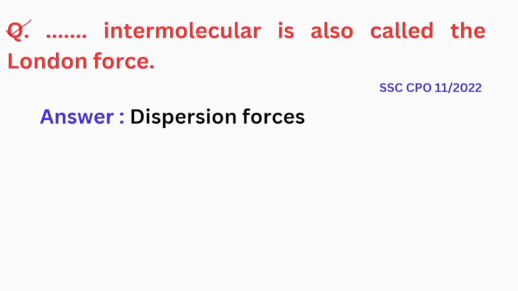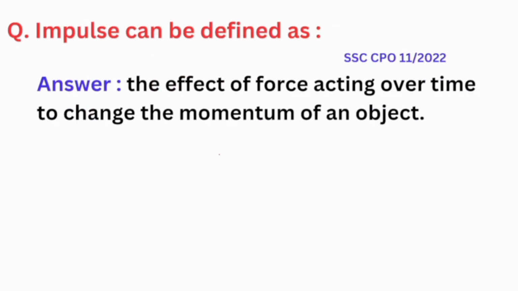Next is, dash intermolecular is also called the London force. Answer is dispersion forces are called London forces. What is the definition of a dispersion force? Dispersion forces are the weakest intermolecular forces, and they are a temporary attractive force due to the formation of temporary dipoles in a non-polar molecule. Okay, this is the definition of a dispersion force. I hope you understood. Let's move on to the next question.